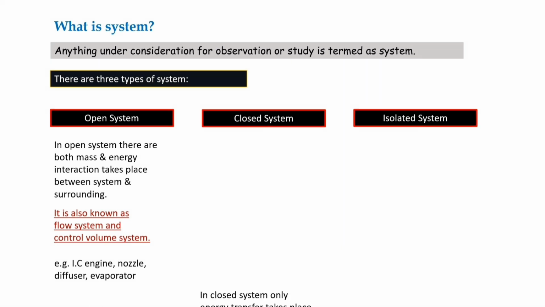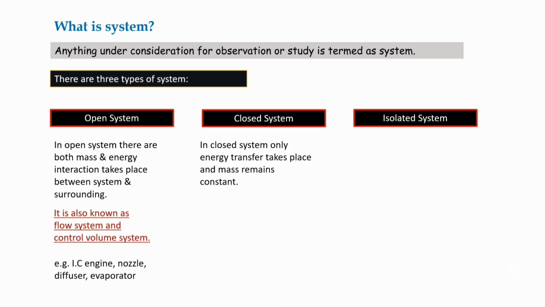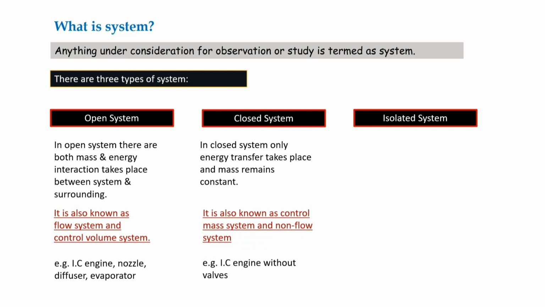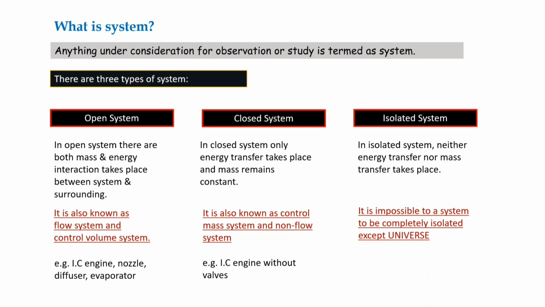In a closed system only energy transfer takes place and mass remains constant. It is also known as a control mass system or non-flow system. For example, IC engine without valves. In an isolated system, neither energy transfer nor mass transfer takes place. It is impossible for a system to be completely isolated. For example, the universe. The universe is the only system that we can consider as an isolated system. A thermal flask can be considered an isolated system, but it is not completely isolated.